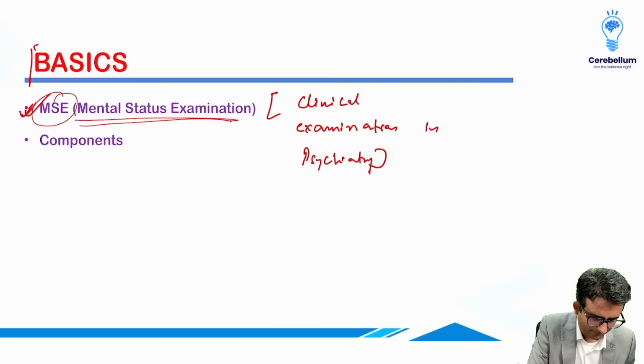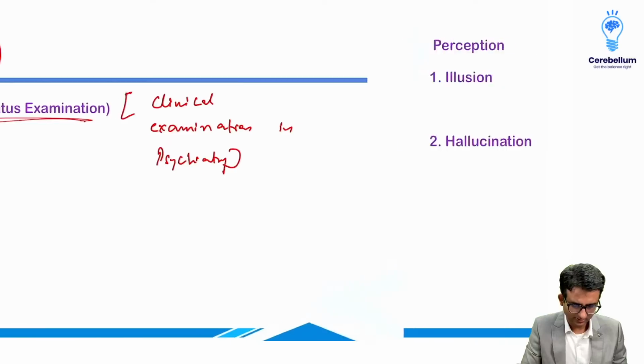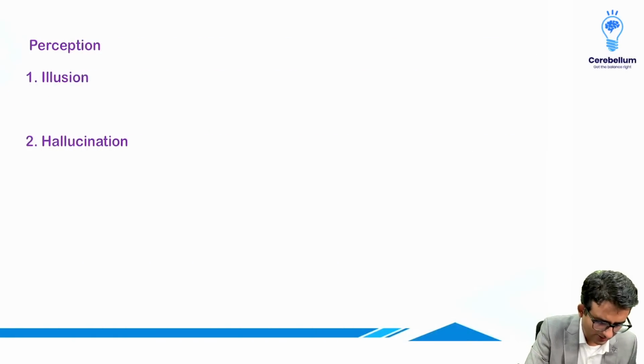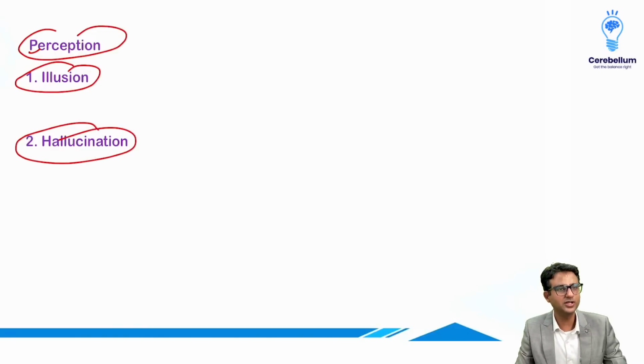So let's talk about the components of MSc. What all are the components of MSc? The first one that we need to know is perception. Now there are two things that you have to remember: illusions and hallucinations, right?